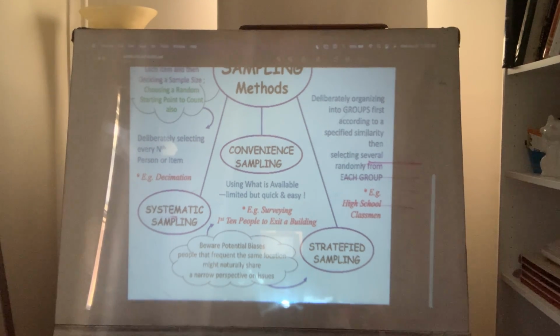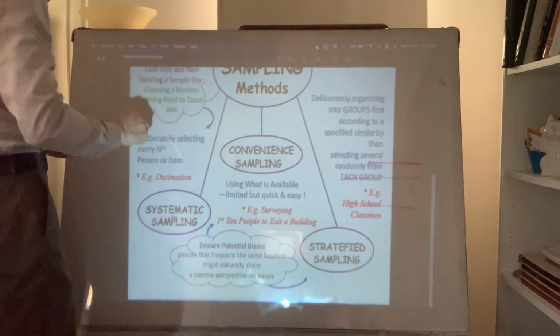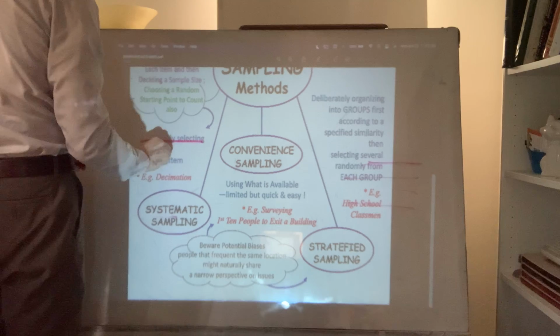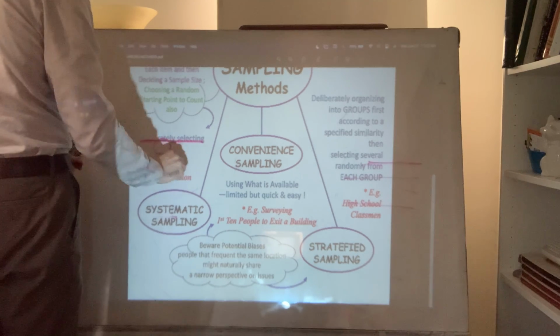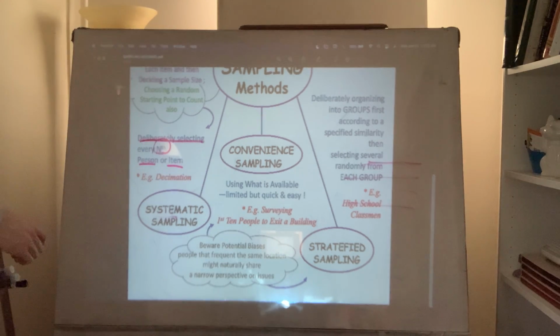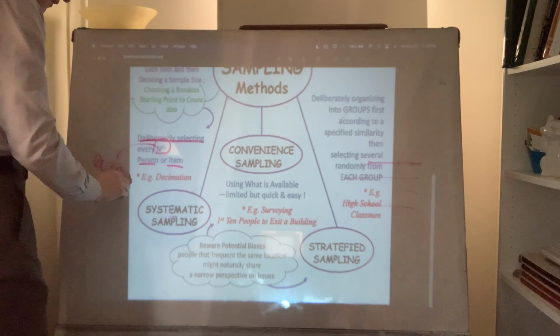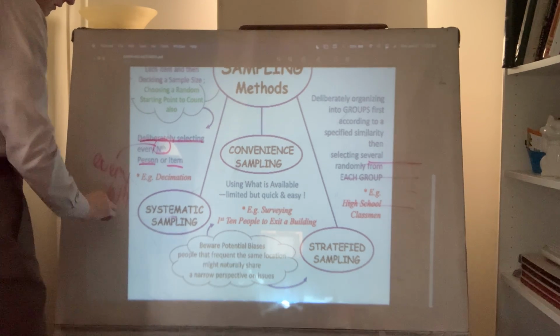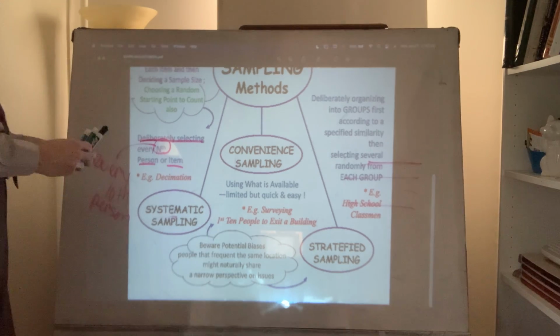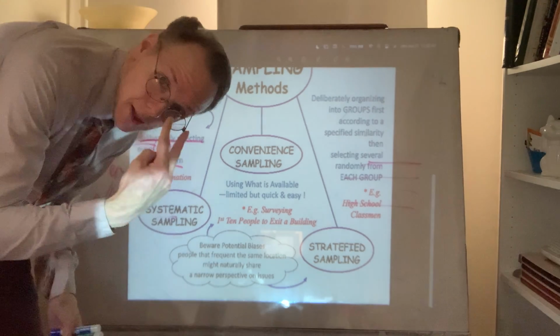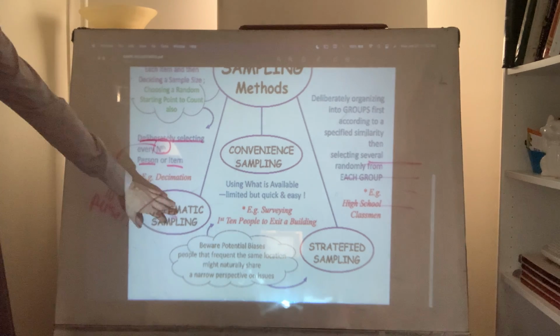Systematic sampling is when you deliberately select every nth person or item. It's not quite random. You are purposely doing, let's just say, every 10th person. So if you see that, that's a cue, a little hint that this is what's going on here.